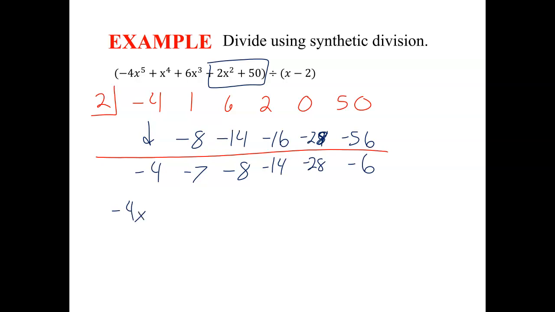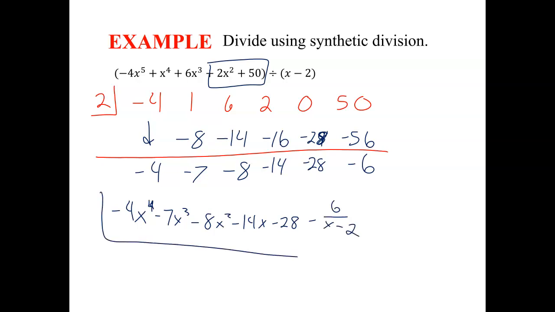So negative 4x to what power? 4 minus X is 7. So can you make that out? You can't, that's it. If you can break that down, something went wrong.